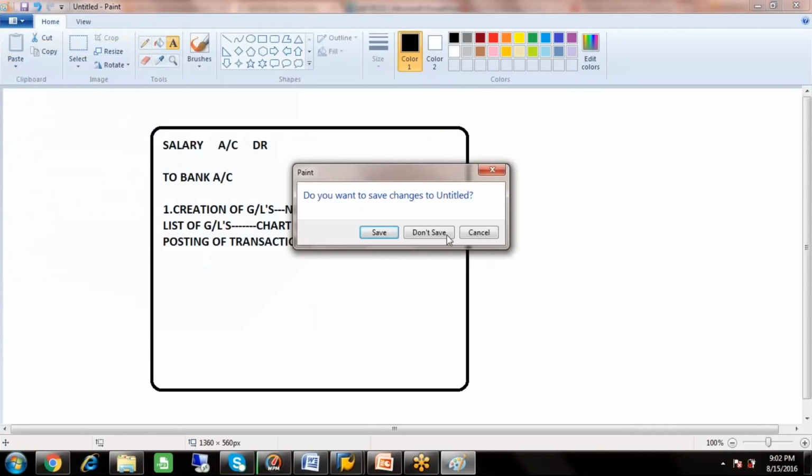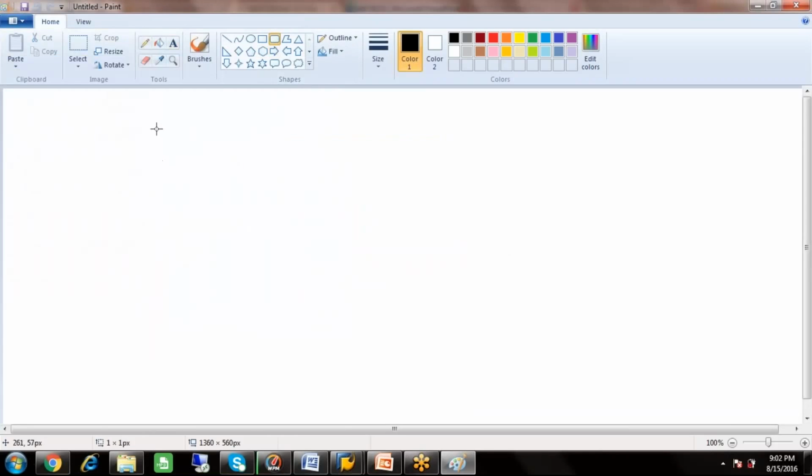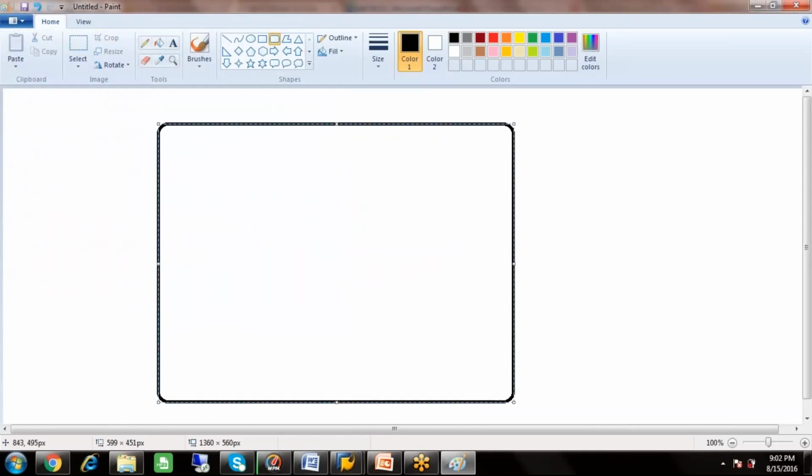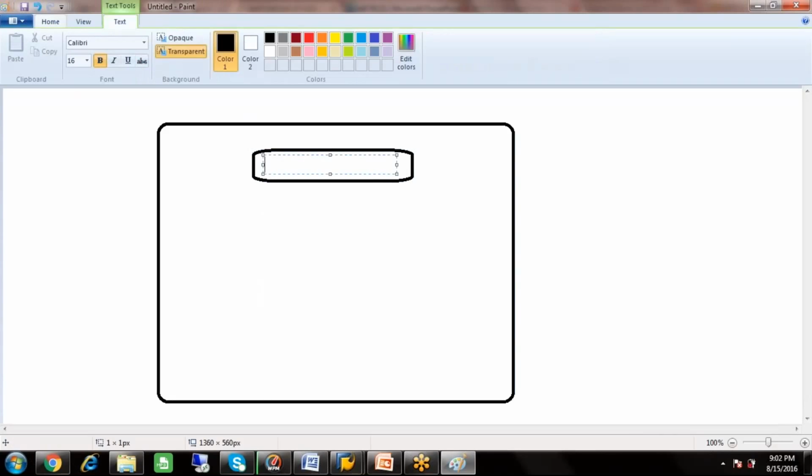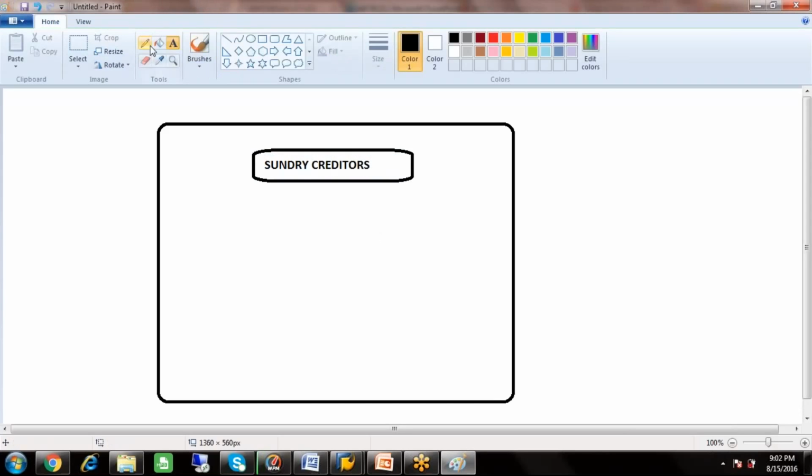I'm just going into a new document. I'll just quickly draw this actually. First, I'm talking about creation of a GL account. Let me put it here, which I'm calling as, let's say, sundry creditors. Now, what is the purpose of this?